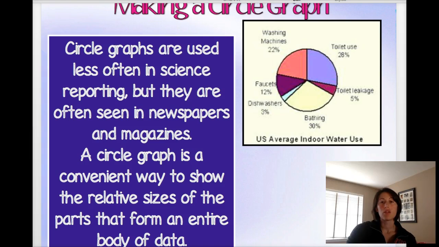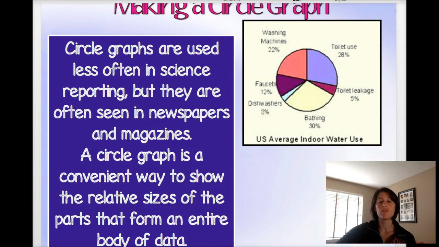The last thing that we're going to look at is making a circle graph. Circle graphs a lot of times are not often used in science reporting, but you might see them a lot in journalistic newspapers or magazines or stuff like that. A circle graph is a great way to show relative size of the parts that form an entire body of data. So most of the time this is looking at percentages because the circle represents the whole thing, and so you want to show how whatever it is that you're looking at is divided within that.